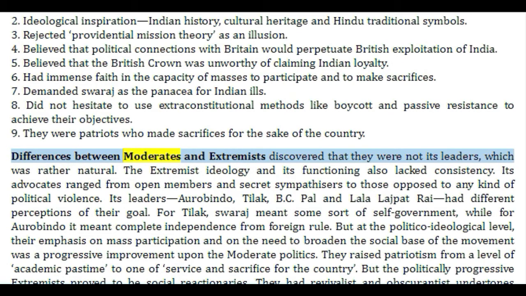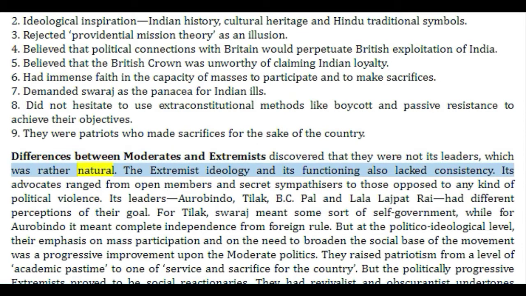Differences between moderates and extremists. The extremist ideology and its functioning also lacked consistency. Its advocates ranged from open members and secret sympathizers to those opposed to any kind of political violence. Its leaders, Aurobindo, Tilak, B.C. Pal and Lala Lajpat Rai, had different perceptions of their goal. For Tilak, Swaraj meant some sort of self-government, while for Aurobindo it meant complete independence from foreign rule.